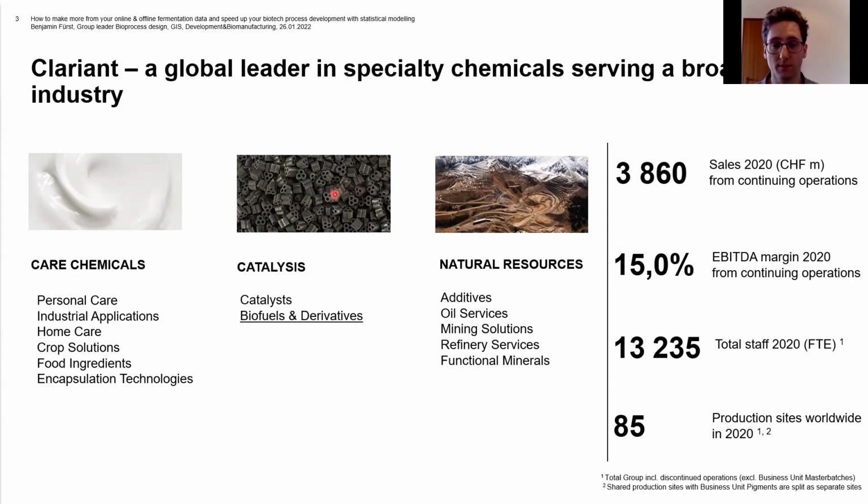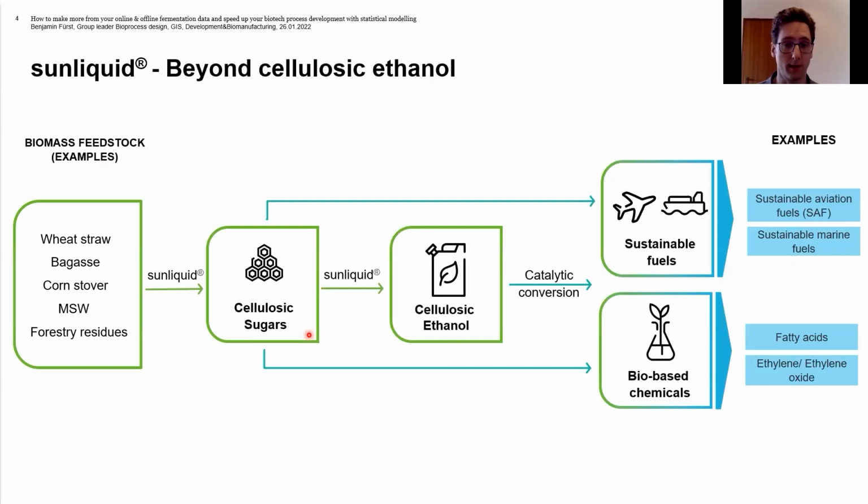Catalysis, of course, they sell all kinds of catalysts. And they also contain the business line biofuels and derivatives. This business line sells Sunliquid. What is Sunliquid? Sunliquid is a technology which came from the group Bio R&D Center where I work. Basically, it's a biotechnological process for producing bioethanol from non-edible biomass.